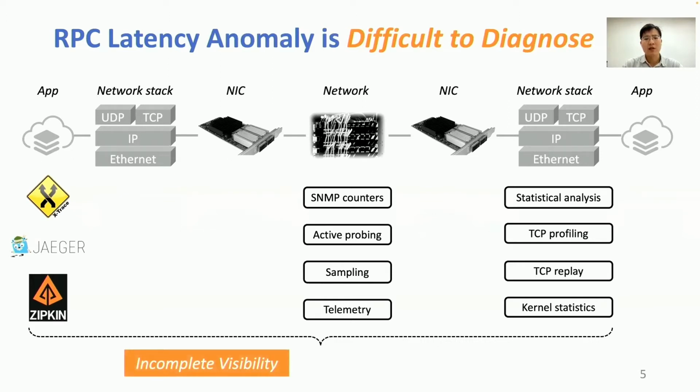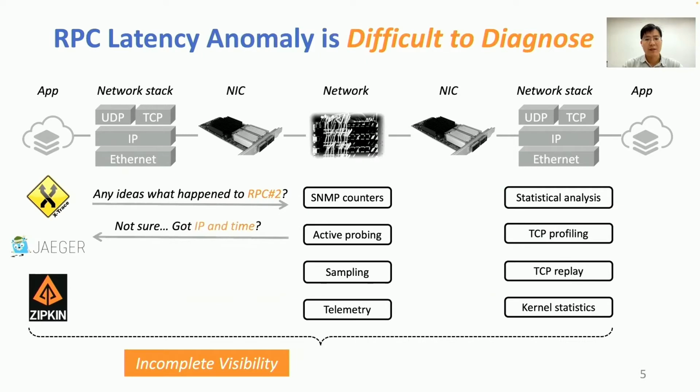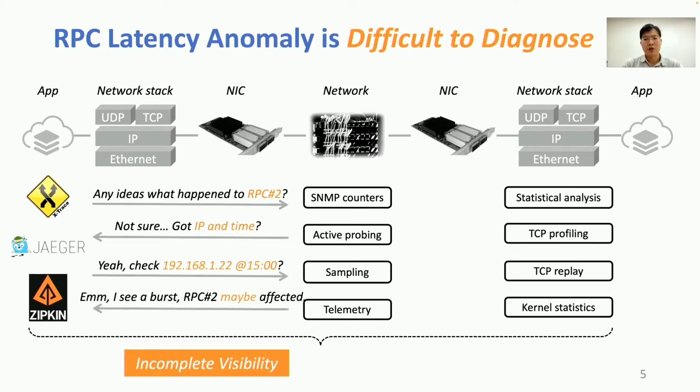What if we combine tools at different layers? For example, the application detects latency anomaly for RPC2 and queries networks for any ideas. Networks don't have RPC semantics and require flow information. When the application provides IP and timestamp, the network says, sorry, I see a burst, but I'm not sure if the RPC is affected. The inconsistent semantics in different layers make it impossible to correlate monitors with each other.